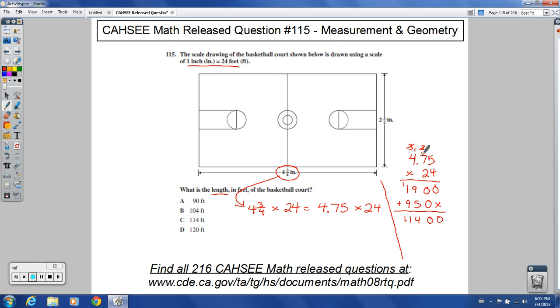So we'd have 2 total decimal places here to the right. We've got to have 2 down here to the right. So this means that this equals 114 feet. For my final answer, that would be choice C.